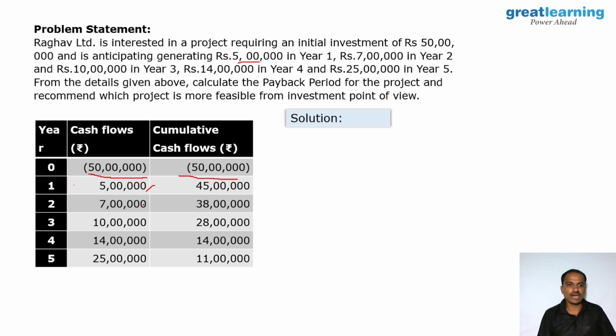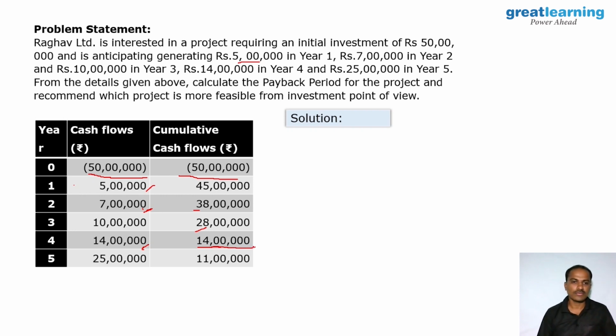Now, second year, how much is the cash flow? 7 lakhs. So 45 lakhs minus 7 lakhs is going to be 38 lakhs to be recovered from the remaining cash flows. Now, third year, there is another cash flow, 10 lakhs. So 38 lakhs minus 10 lakhs is 28 lakhs. In the fourth year, there is a cash flow of 14 lakhs. From 28 lakhs, if you recover 14 lakhs, what is remaining? 14 lakhs to be recovered from the remaining cash flow.